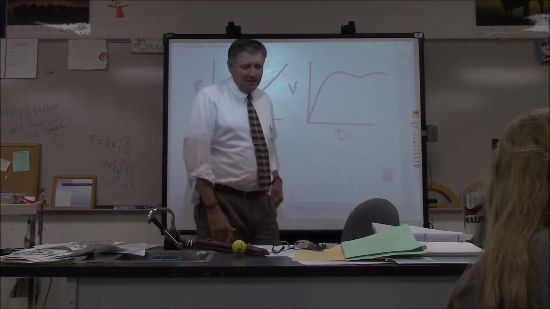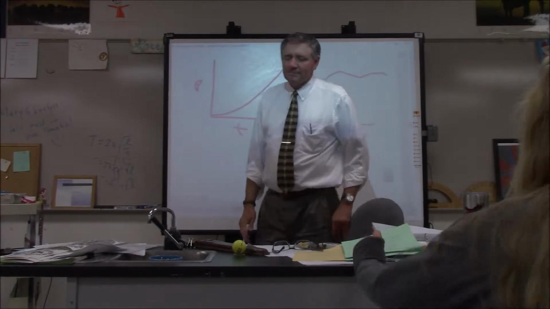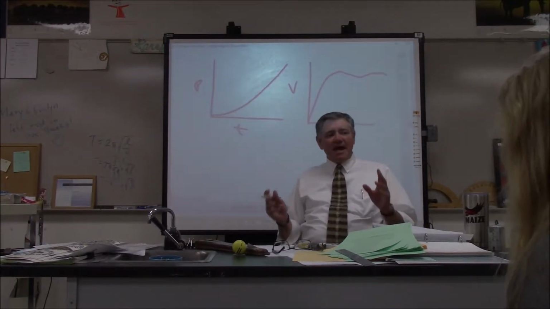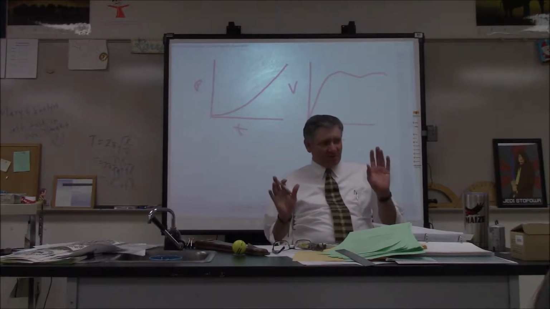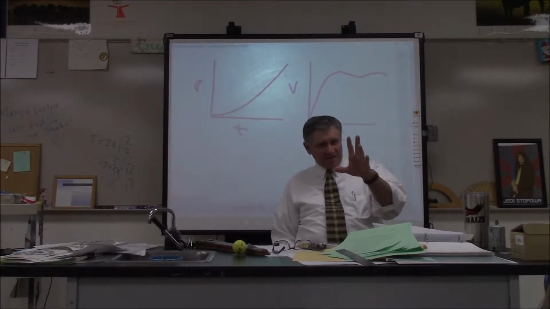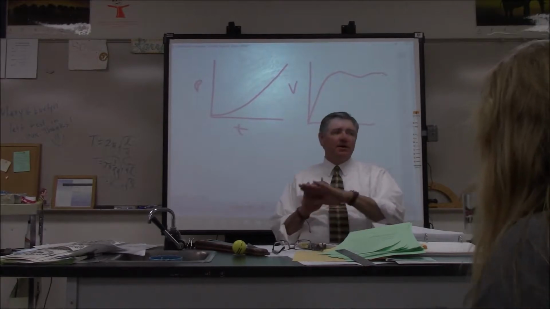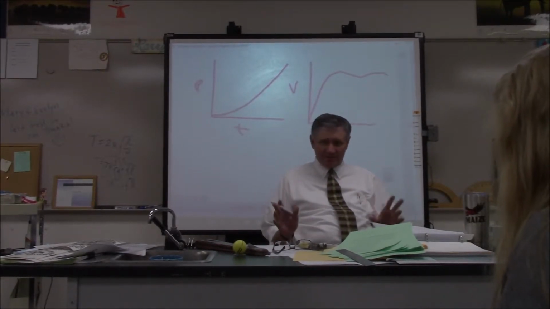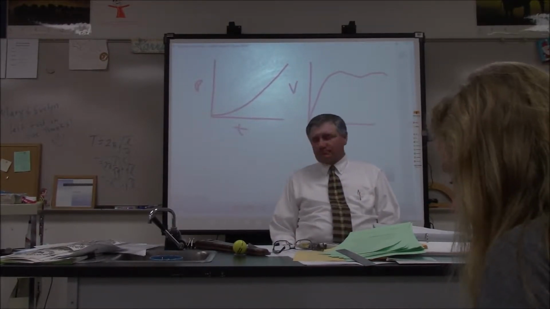Now, here's the big idea: both graphs have to show the same thing happening at the same time. That's the most vital thing that you have to understand. You can't have one graph showing constant velocity and the other graph showing accelerated motion at the same time. It won't work, right? They have to show the same thing happening at the same time. So, start with this idea.